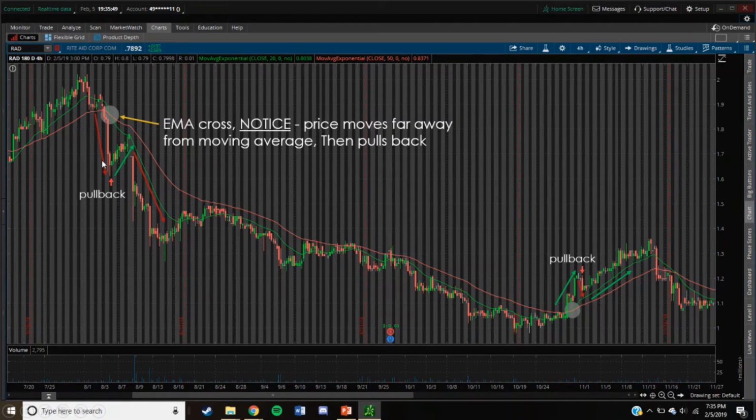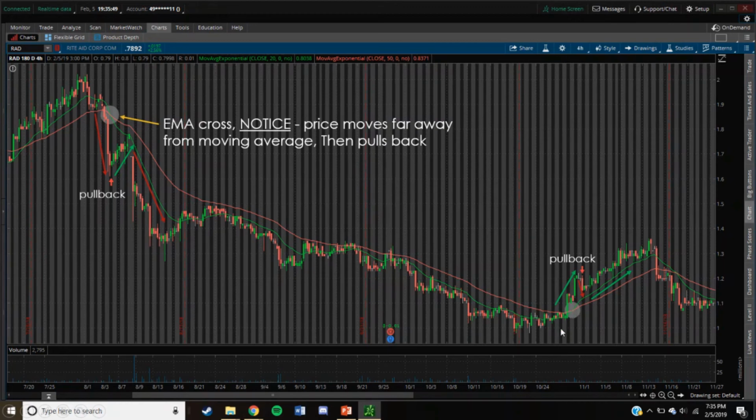you would have had a pretty profitable trade, but you can see that the price is very far away from this moving average. If you were to wait until the pullback and enter once the price begins to move off of this EMA again, you'd have had another 20-ish cents per share, making that a much more profitable trade.